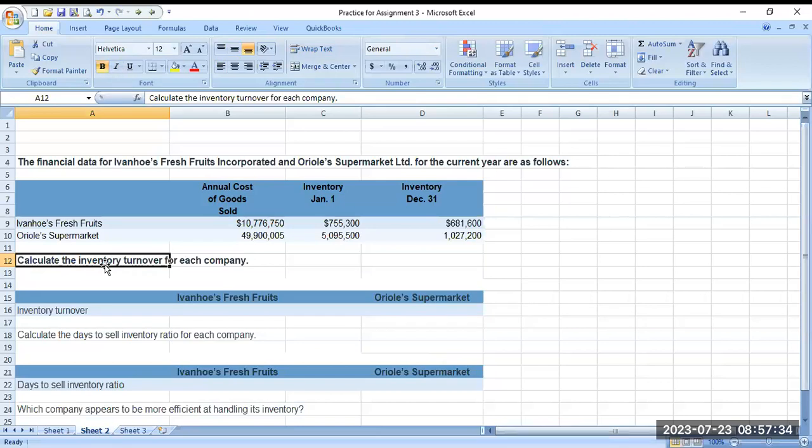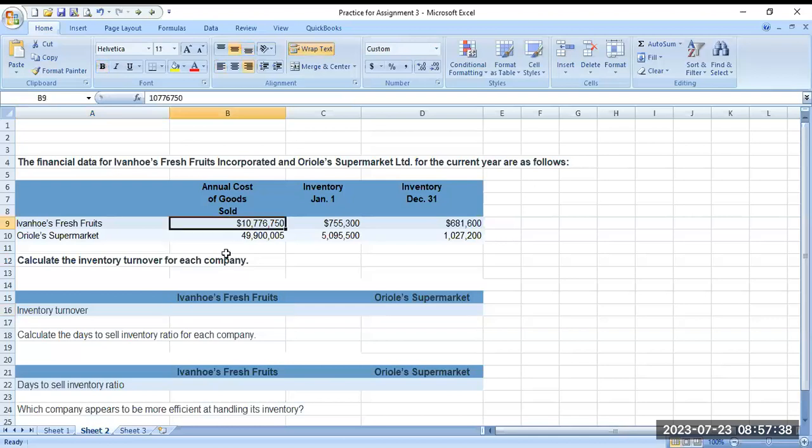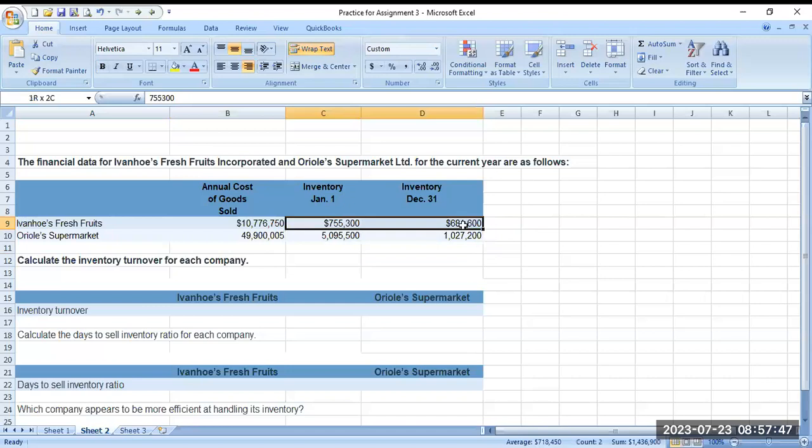How are we going to get the inventory turnover? Well, we have to get the cost of goods sold as a numerator, and we have to get the average inventory as a denominator.